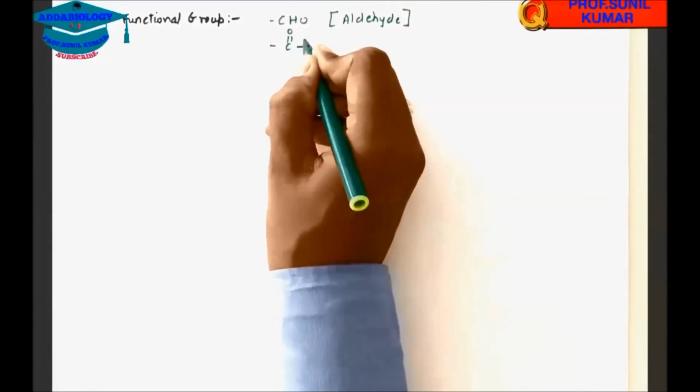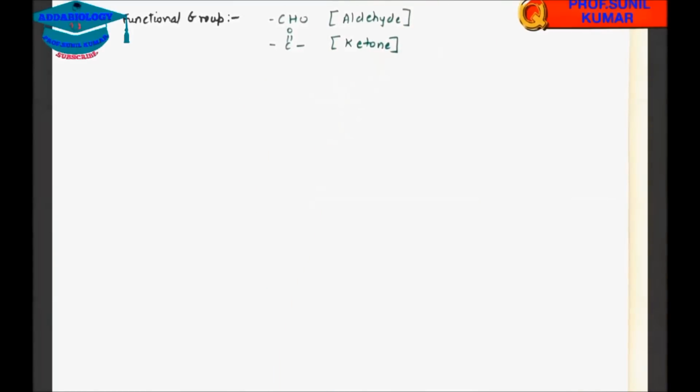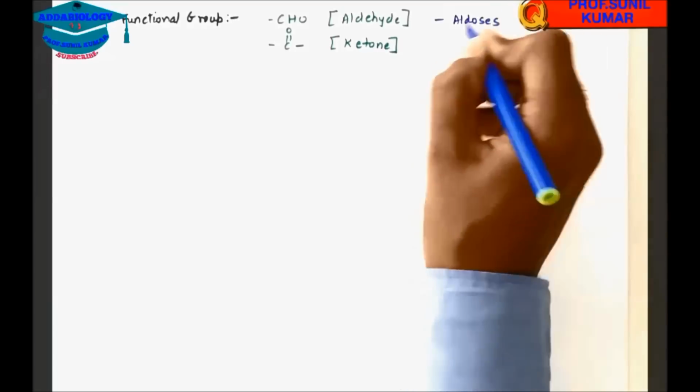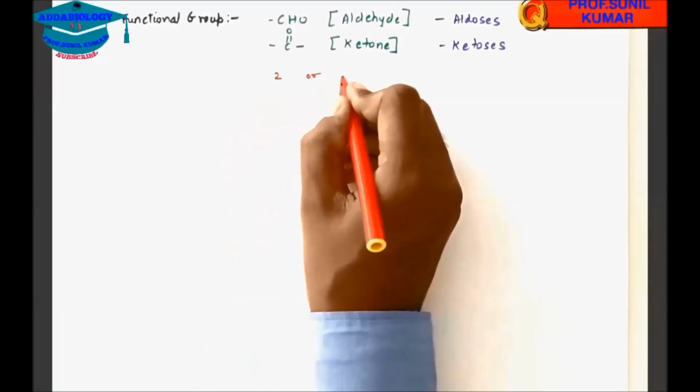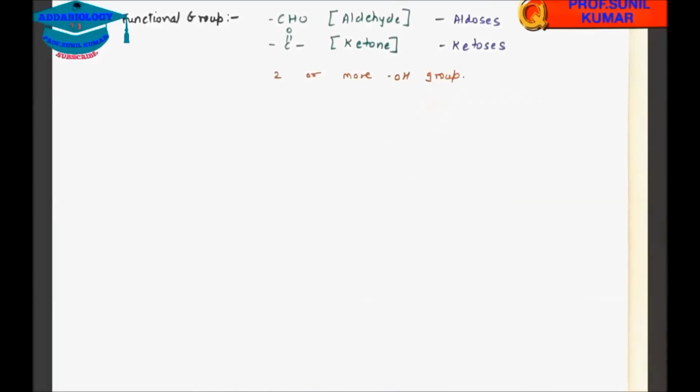There are three functional groups found in carbohydrates. CHO is the aldehyde group. C double bond O is the ketone group. If the aldehyde group is present, the sugars are aldoses. If the ketone group, they are ketoses. They have two or more OH groups.